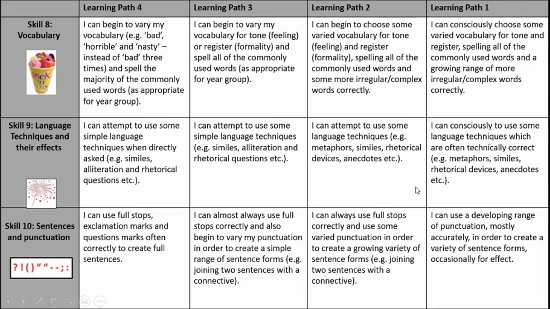Just quickly then, here are your learning paths. Learning path 4, 3, 2, and 1. And you may want to pause for a second and just have a look at the descriptors for your skills and have a think about what you need to achieve this term in order to do those. So I'm just going to let you pause. Just pause the video and have a look at those. Right then, I'm going to move on now.